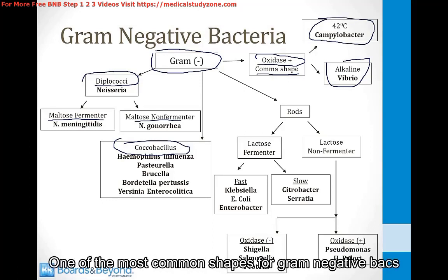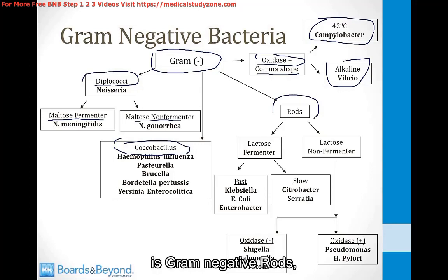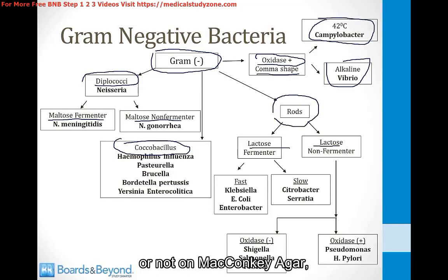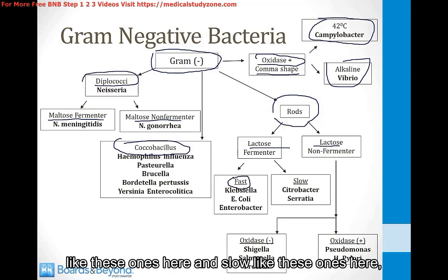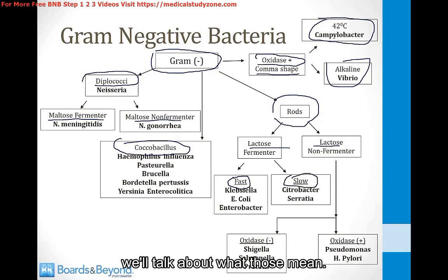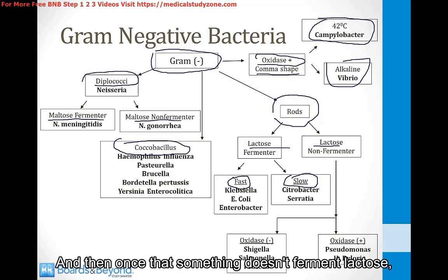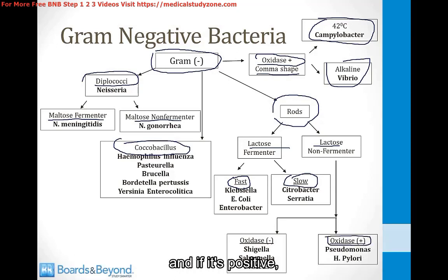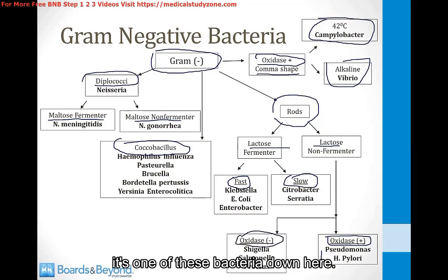One of the most common shapes for gram-negative bugs is gram-negative rods, and we separate those by whether they ferment lactose or not on McConkey's agar. I'll talk about that in a minute. Among those that can ferment lactose, there are so-called fast fermenters like these ones here and slow like these ones here. We'll talk about what those mean. And then once you know that something doesn't ferment lactose, the next test that's usually done is the oxidase test, and if it's positive, it's Pseudomonas or H. pylori, and if it's negative, it's one of these bacteria down here.